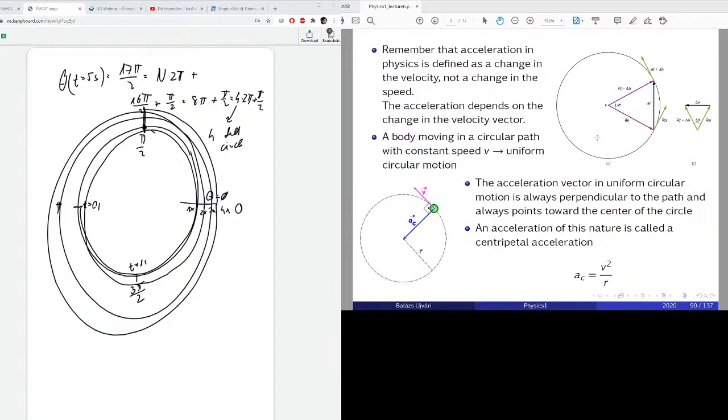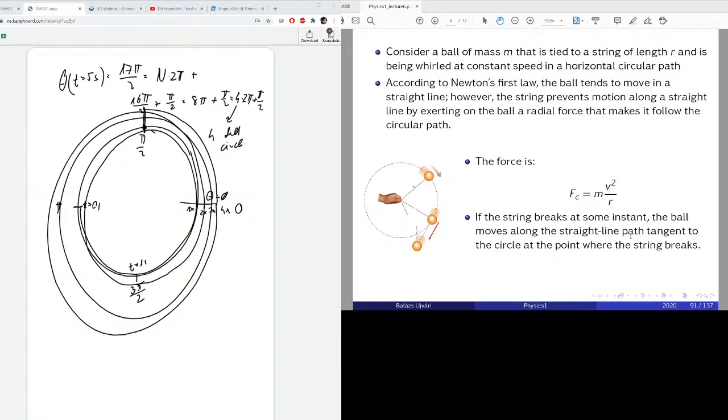And there is another formula you should remember. This is the centripetal acceleration. This is the acceleration you need to keep a body on a circular path with a radius r at constant speed v. At constant angular velocity, you need an acceleration of v squared over r to keep the body on this circular path.